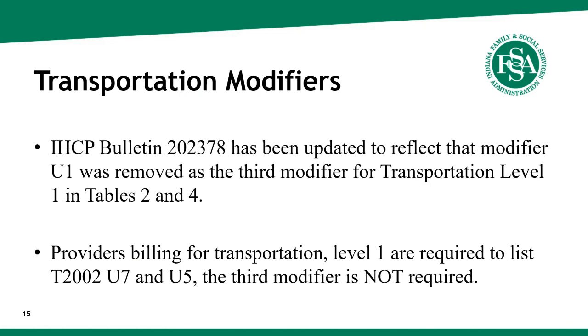So providers billing for transportation level 1 are required to list the T2002, U7, and U5, but that third modifier is not required. So I think that's an important piece for our transportation providers, and we wanted to ensure that you are aware of that billing change.